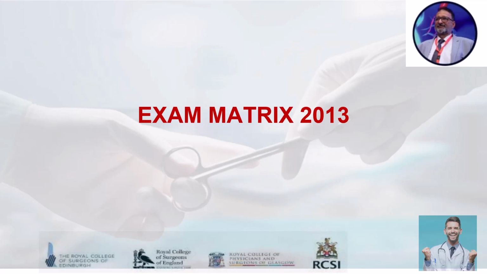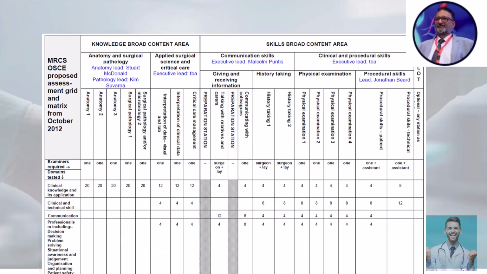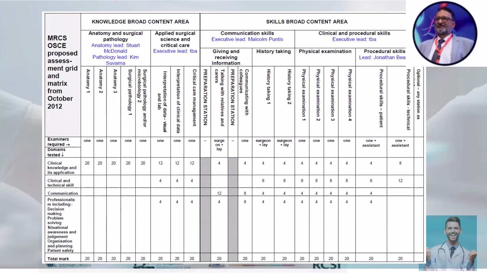Now, the next is a very famous exam matrix to show you how you are being graded. And this is very important before you go to the exam. This is a beautiful image, which you can see here. This image is not private or confidential. It has been published in MRCS books, so you can easily know exactly how you are being assessed.